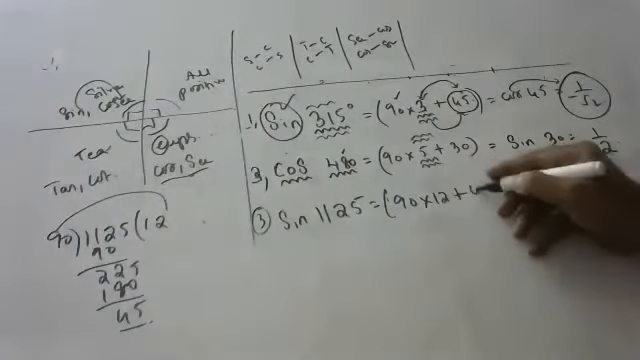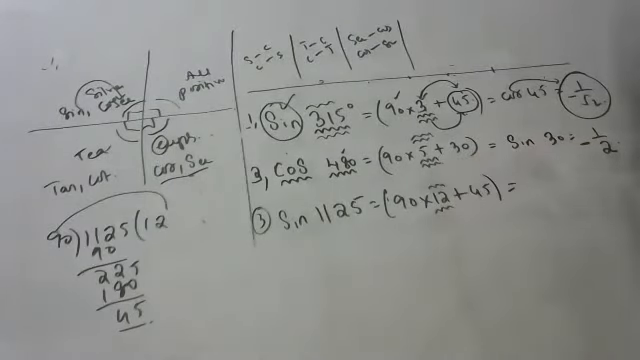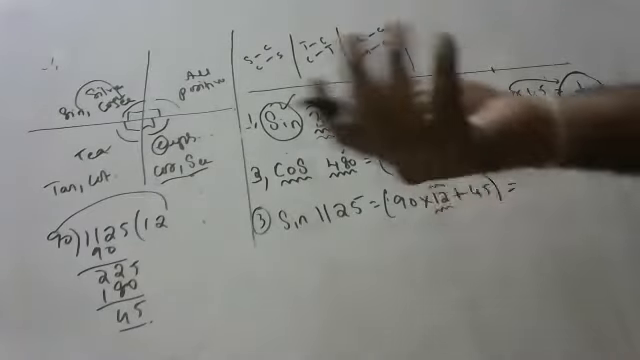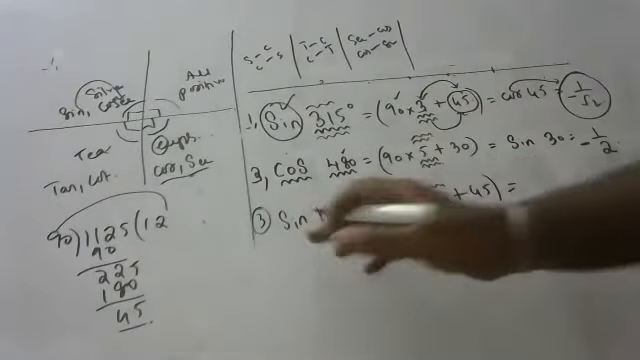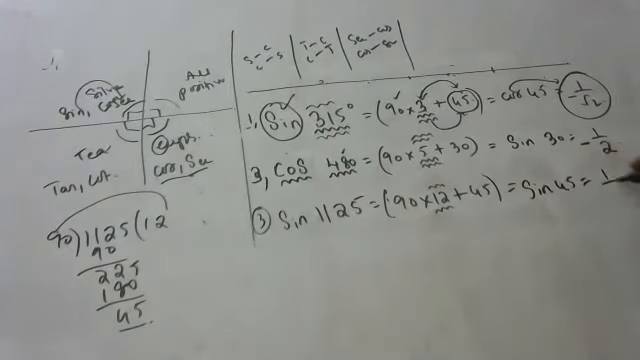12 plus 45. Children, is it even or odd? Even, sir. Even means sine remains as sine only. Sine 45. Sine 45 is 1 by root 2.